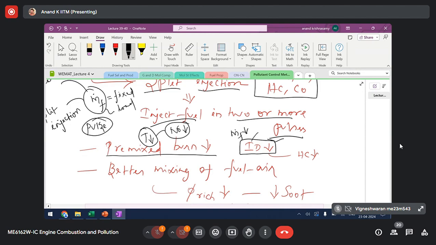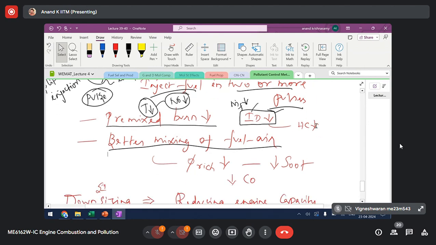Particulate is coming down because of better mixing. You are dividing the total pulse into n number of pulses, and you are injecting only less quantity at a given time, meaning the mixing of fuel with the air is going to be much, much better than introducing all the fuel with one pulse. Did you get what I am saying? Yes, sir. So mixing is better.